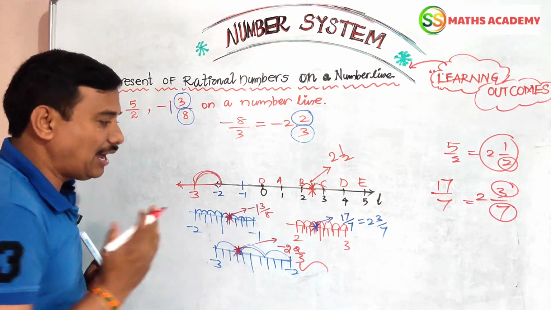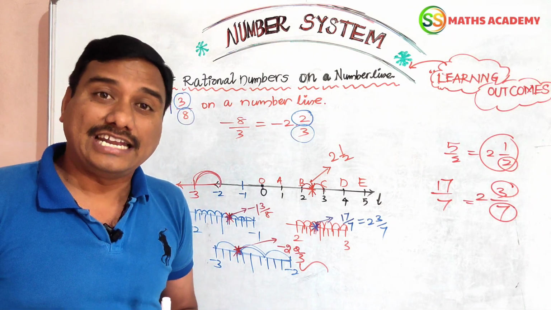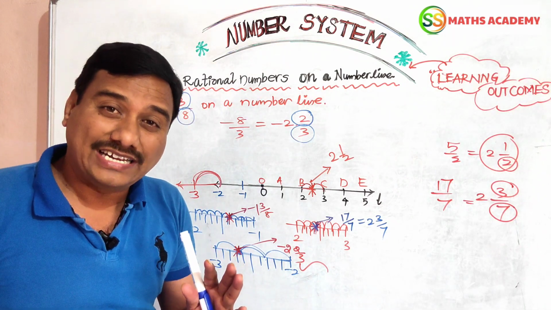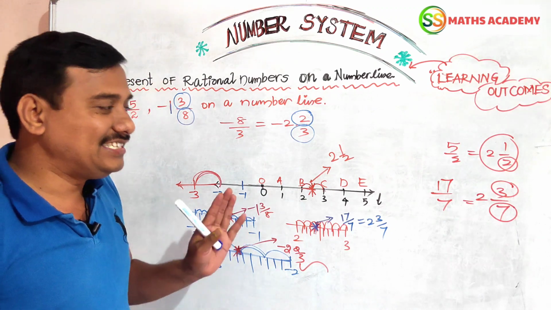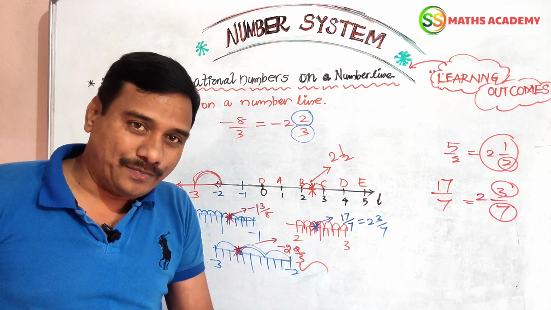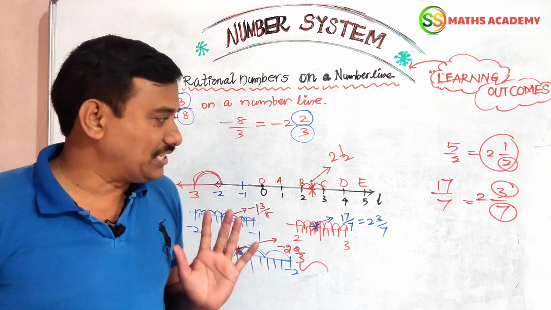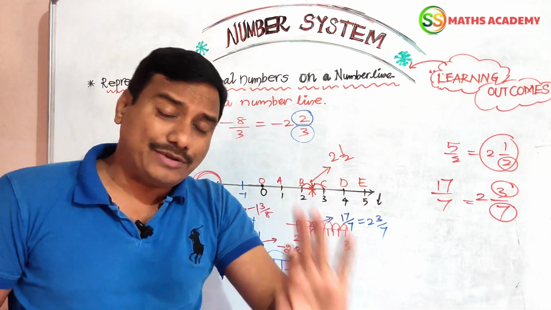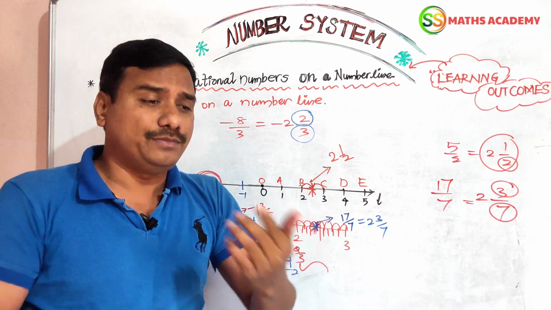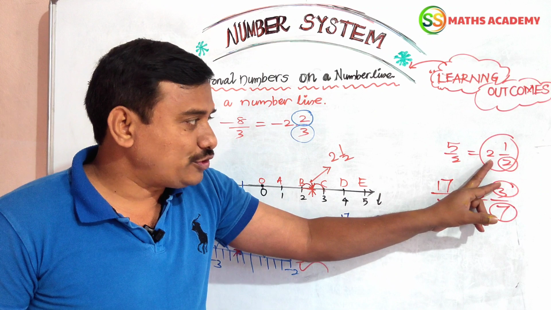This is the way we have to locate the rational numbers. We have to locate the rational number on a number line by using this systematic way. Let me recall one simple question. For example, 5 by 2. 5 by 2 is an improper fraction. To represent it, we should convert it into a mixed fraction. The value is 2 of 1 by 2.